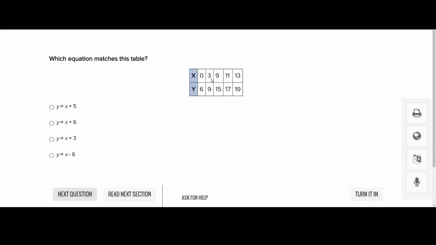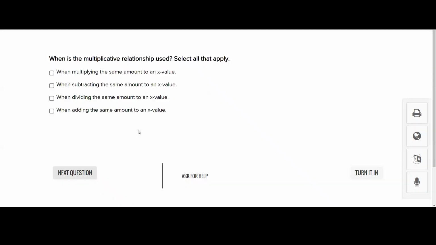Which equation matches this table? X is 0, y is 6, so that is x plus 6. First values plus 6 gives us the second set of values. So x plus 6. Is that clear? When is multiplicative used? Select all that apply. When multiplying the same value and when dividing the same value. We use multiplicative, okay?